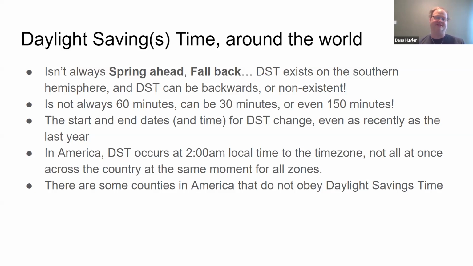What's even great about this slide is that there are some counties, not countries, but counties in America that don't obey daylight savings time. And that's just freaky. And daylight savings time is not 60 minutes everywhere. It could be 30 or 150. And the start and end dates actually change every single year. So there's a body of date time people, I forgot the exact name of them, but they get together and they decide when daylight savings time starts and ends, and they work with Congress on it.